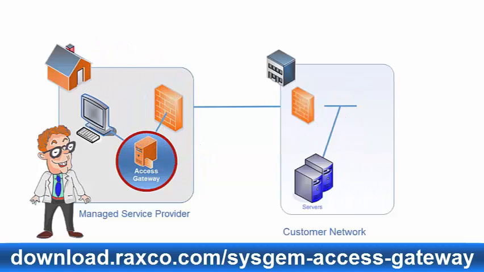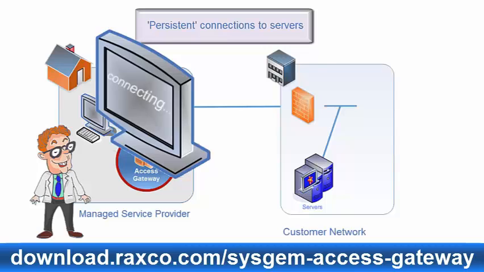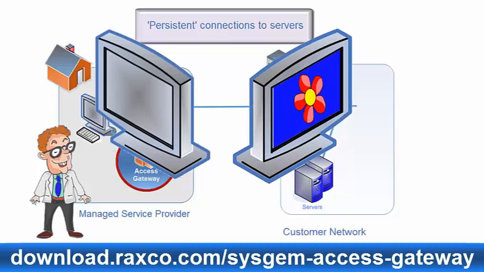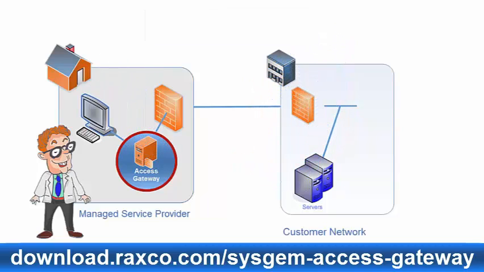Consider also the need for a managed service provider to connect over the internet to a Windows server on a customer network in order to manage that server whenever it is needed. With the Access Gateway, any number of persistent connections to servers can be predefined, ready for selection. Just click on the appropriate one and a remote control session is established ready for login and management of the Windows operating system, installed applications or network configuration.